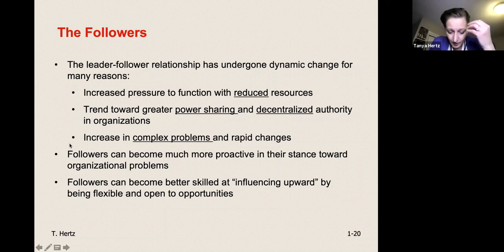We also are asking people to do so much more with so much less. And so a follower should not be treated just like a follower or a subordinate. We expect people at every single level in an organization to have power and to make decisions.